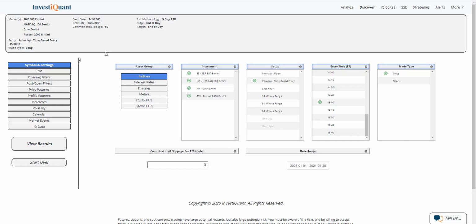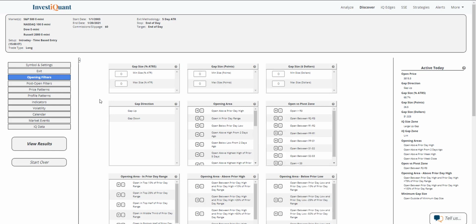And to describe the price action that we've seen so far, I'm going to go into the opening filters. And I'm going to say that we opened above the prior session high of day. So that took place this morning. I'm going to hit equals here in the opening area. Open above prior day high. So that's going to add it to the test up here.